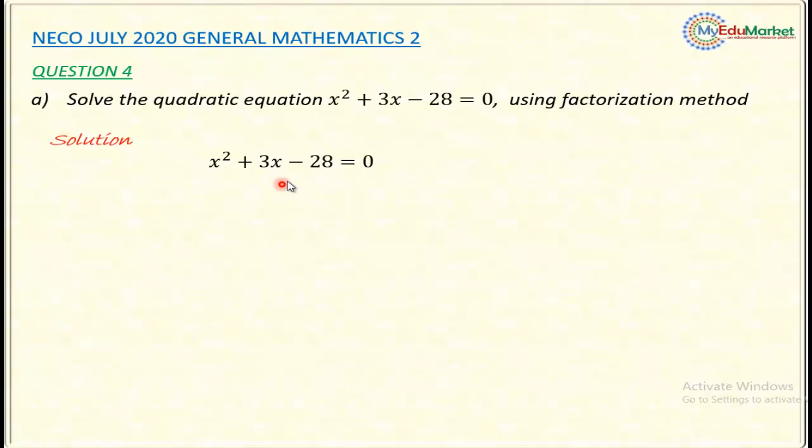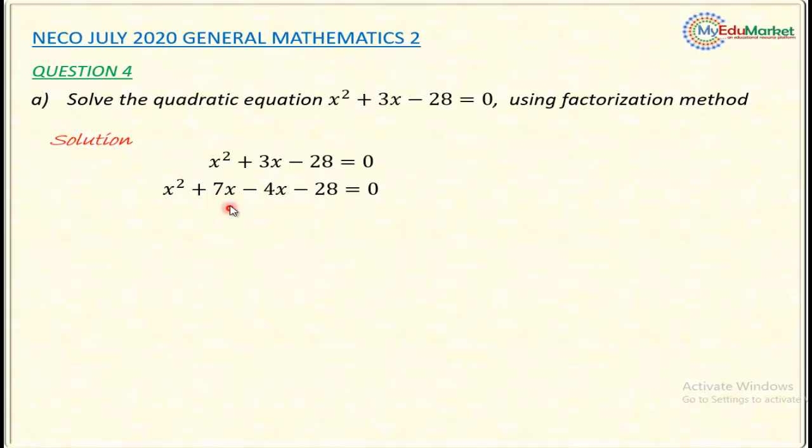The factors that I will multiply to get this and add to get this will be nothing but plus 7 and minus 4. Plus 7 times minus 4 will give minus 28, and when you add plus 7 and minus 4, they will give you positive 3. Because I'm replacing the positive 3x with those factors, to each factor I have to attach the x. So I'm going to have x squared plus 7x minus 4x minus 28. You can see that we have 1, 2, 3, 4 terms now.